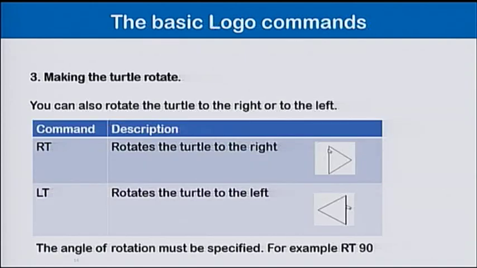This can be done by using the RT command for rotation to the right and the LT command for rotation to the left. Both commands must be followed by the value of the angle of rotation. For example, RT90 will make the turtle rotate to the right by 90 degrees.